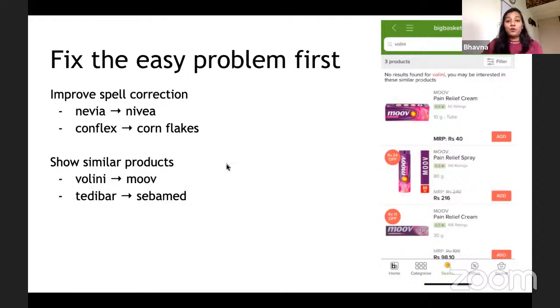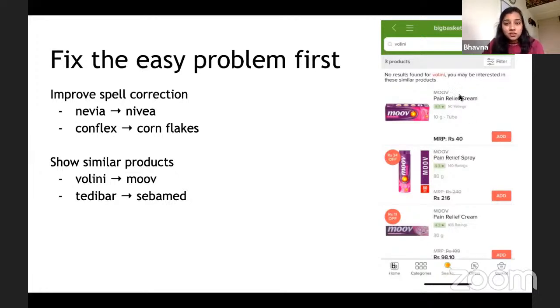Now, think about the Volini case. The spelling is right, but we do not have those products at Big Basket currently. Of course, users will want various brands to be present on your website, but it will take time for the e-commerce website to get all of these products. In that time, what could you do as a product person? Customers are looking for some pain relief cream or spray. What are the alternate, similar products that we could show for Volini? So we said that we will map Volini to Move.